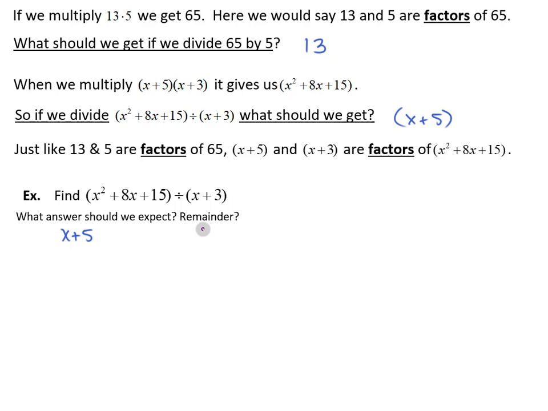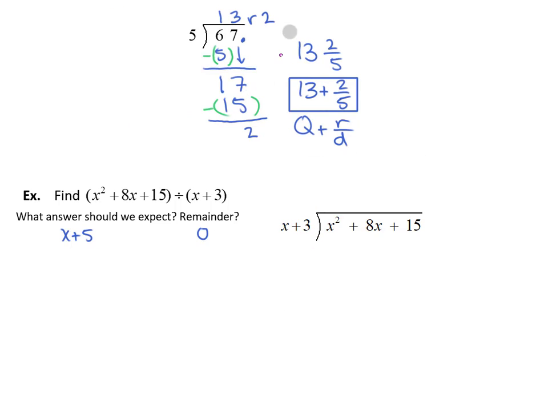What remainder should we get? If it's one of our factors, there should be no remainder. So we should get a nice remainder of 0. Okay, so let's set this up. So x plus 3, we're dividing this, so this goes inside, by x plus 3, which is what goes on the outside.